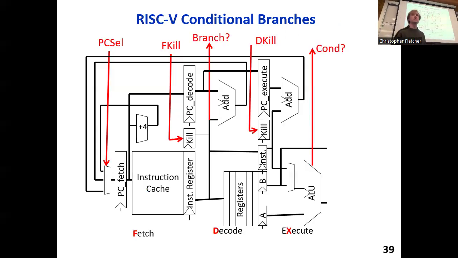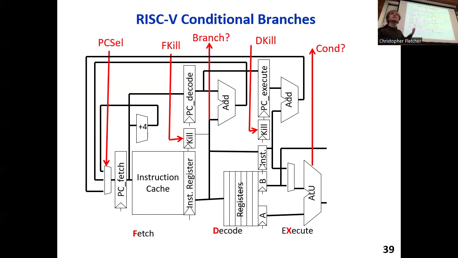And kind of going back to this notation from last lecture, the way that we insert these bubbles is through these kill signals, where the fkill signal means that for the instruction that is going to be latched in the registers at the end of the fetch stage, that instruction as it travels through the pipeline will not eventually update architectural state, just based on us flipping this kill bit, where F stands for fetch, fkill.